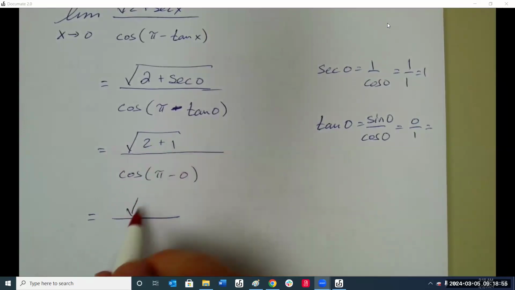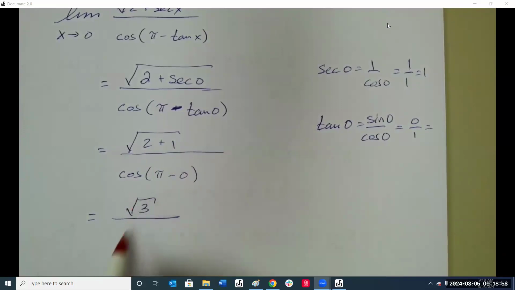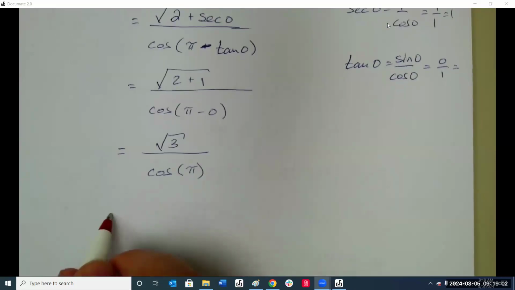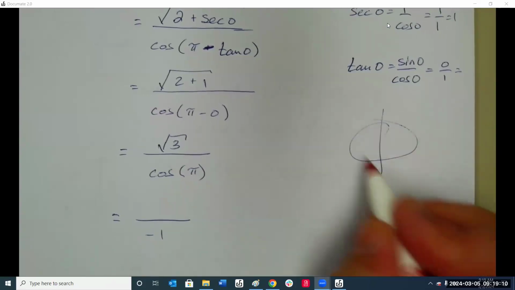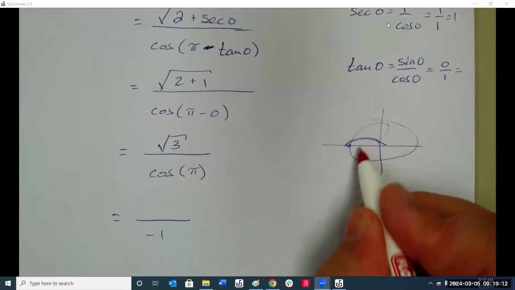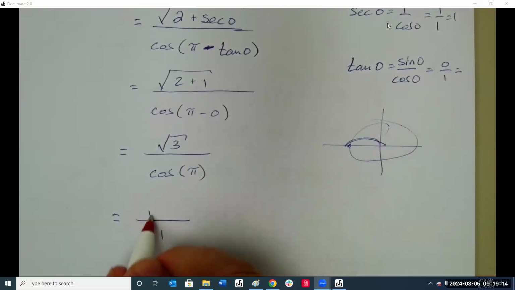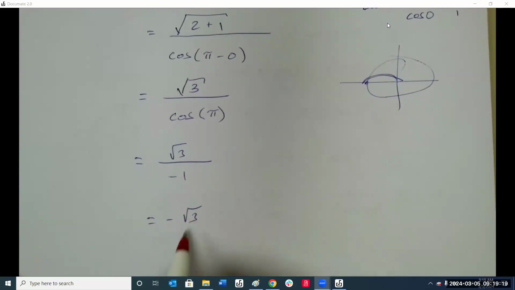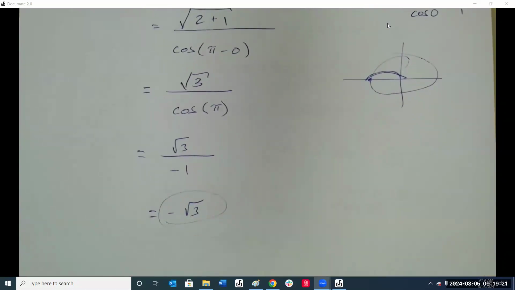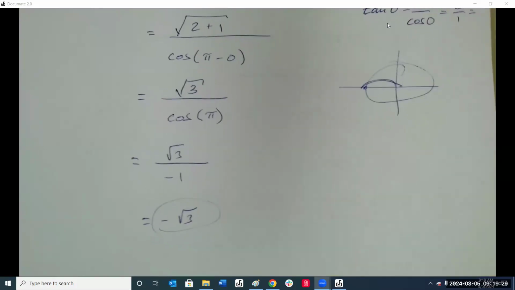On top, we have 2 plus 1 is 3, radical 3, over cosine of pi. Cosine of pi is -1, because pi is over here. So it's radical 3 over -1, which makes it negative radical 3. So again, with limit functions, first thing you always want to do is just plug it in there. If it works, it works. If it doesn't, then we do something algebraic.